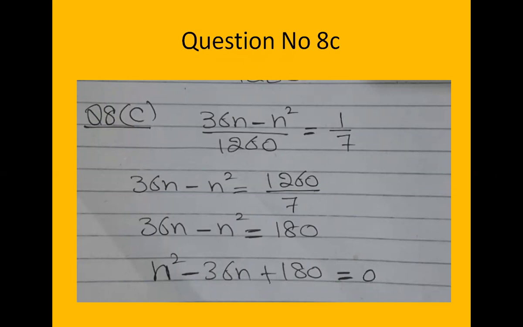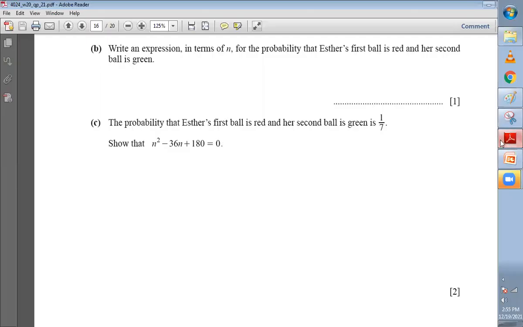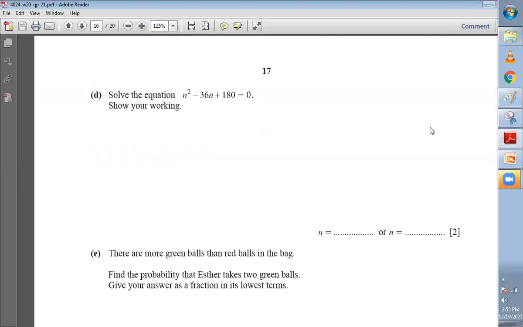Don't cross multiply. You can just bring this 1260 to the other side because both are numbers. So you will have 36n minus n squared equals 180. Take them to the other side, and you will have n squared minus 36n plus 180 equals 0. And this is the expression which they ask you to show. Hopefully you understand. That was a 2-mark question.